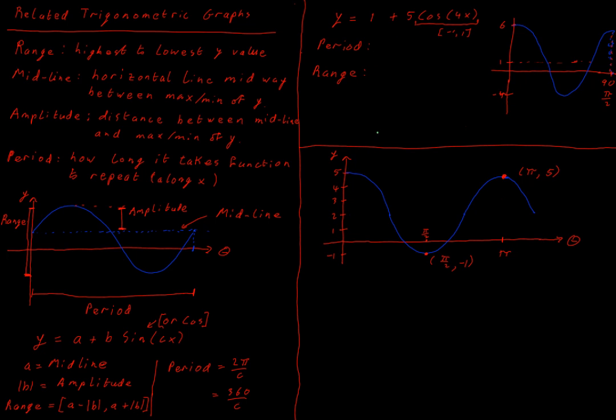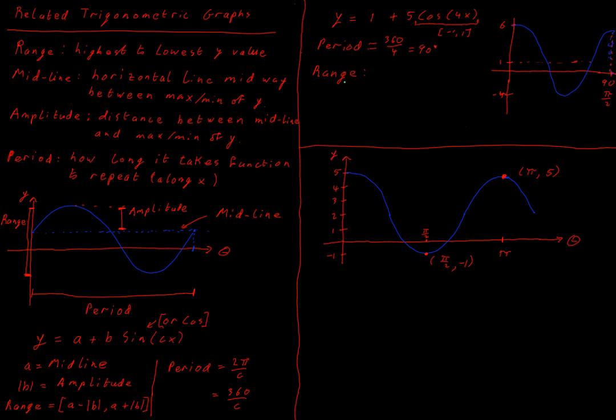Now, how can we do that with a formula? Because we can do it with a formula. We'll take our period in degrees. Our period would be equal to 360 divided by whatever number is multiplying our input, and you'd get 90 degrees. So you can just use the formula that we discussed before. You can also reason it out.